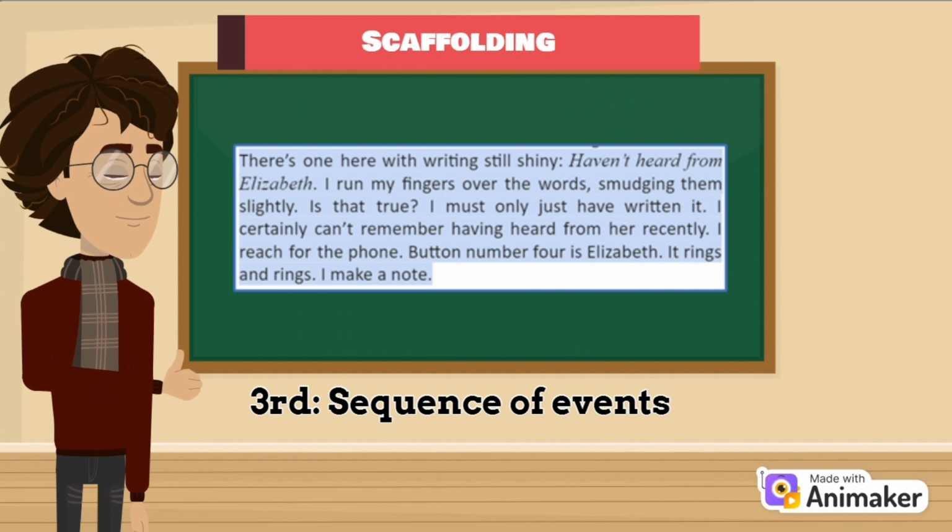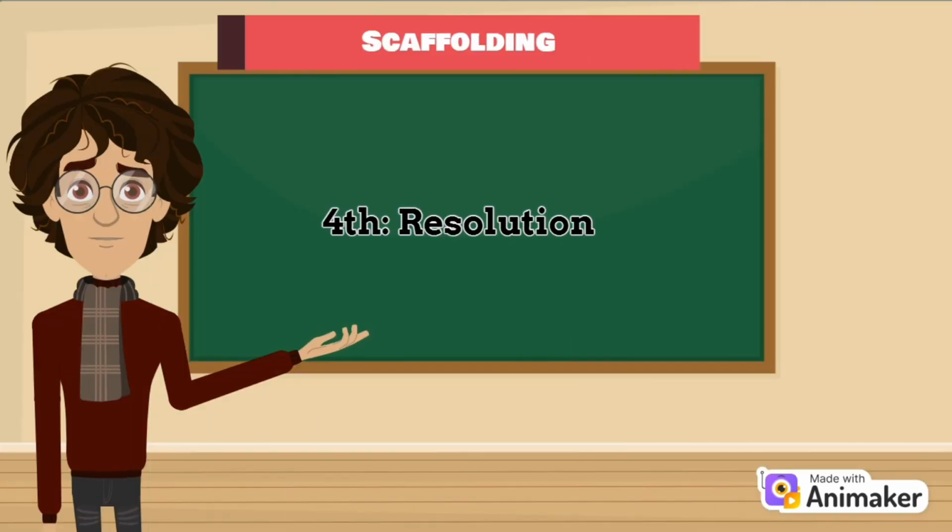Third, the sequence of events, or how the characters react to the complication. In this paragraph, we see that with the disappearance of Elizabeth, Maud will attempt to phone her. And fourth, the resolution, which is the end of the text when the complication is sorted out. This is not present here as it's just the first chapter of the whole book.